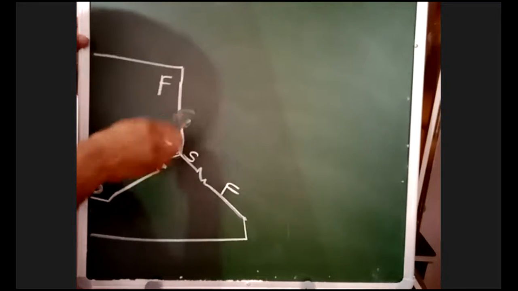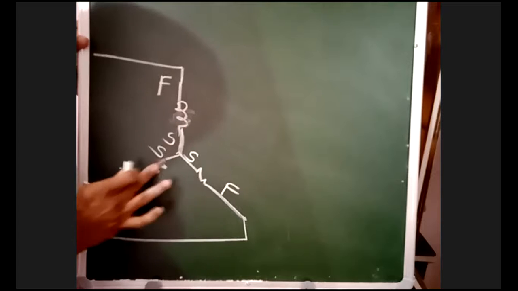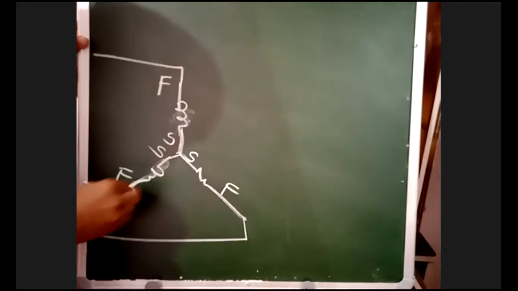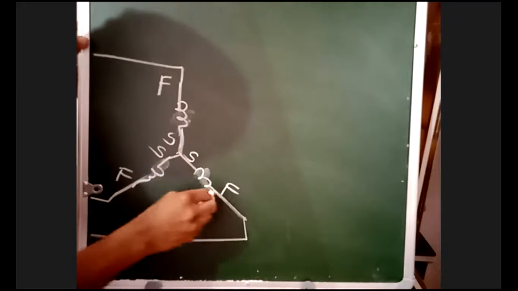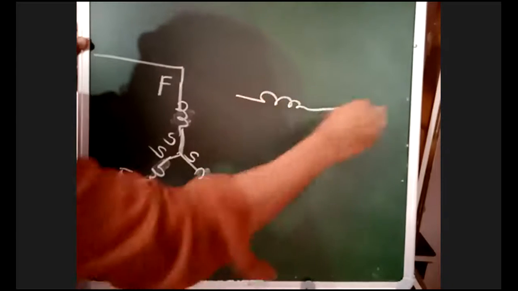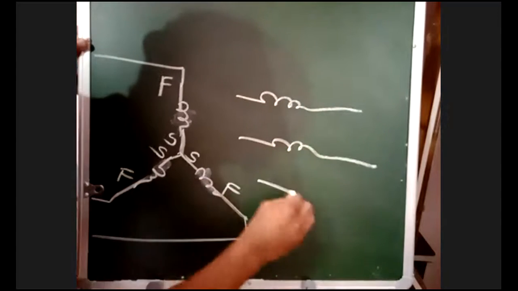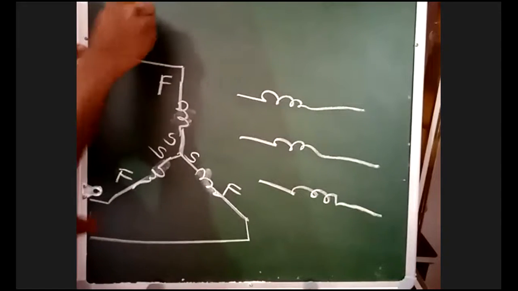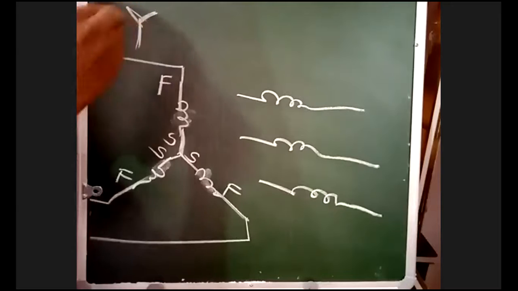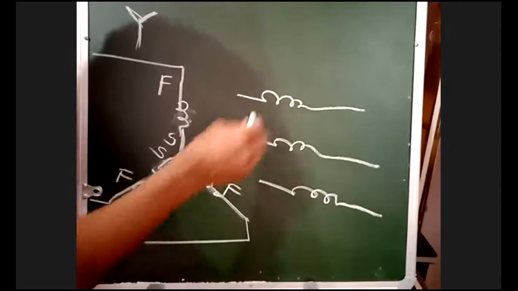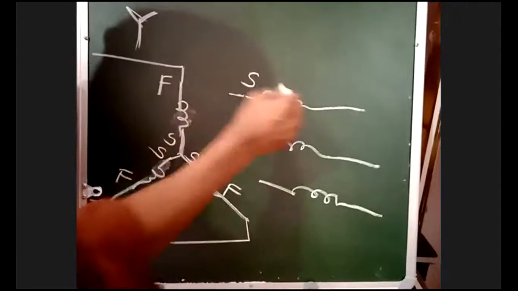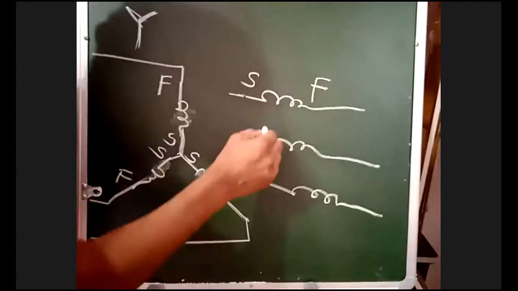Let us take the coils. This is the first coil. This is the second coil. I'm having 3 coils. I'm discussing star connection. See here, star connection. This is the starting point of the coil. This is the finishing point of the coil.